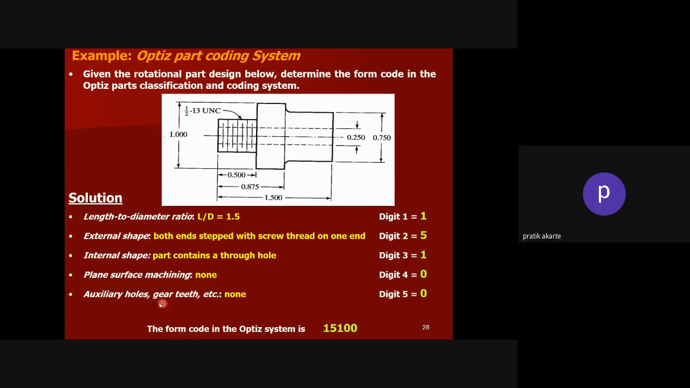And there are no auxiliary holes, gear teeth, etc. So again, that's why at digit 5 we'll be using number 0. So the form code for this particular part by using the OPTIS system is 15100. Okay.